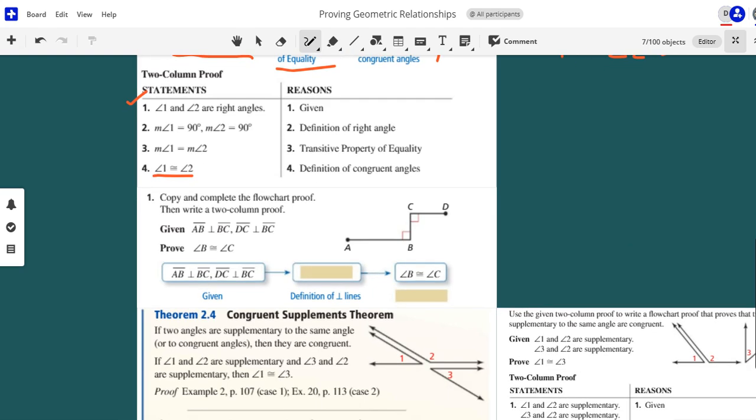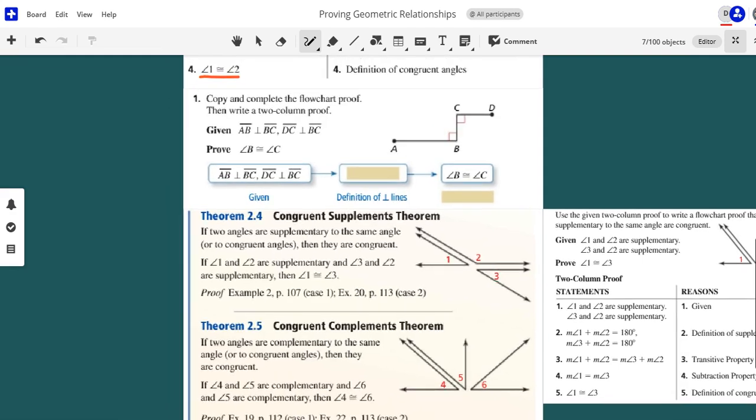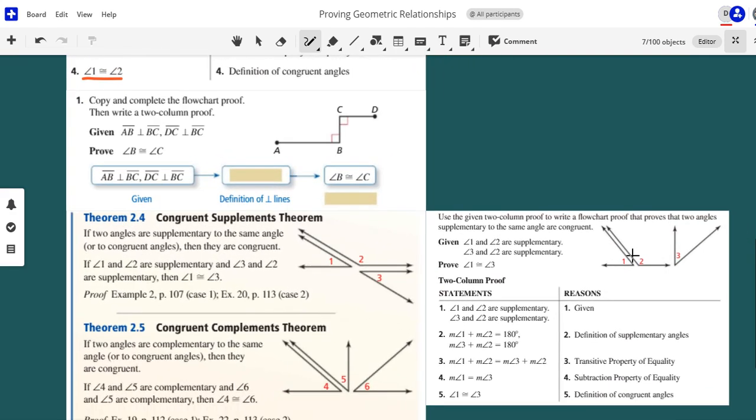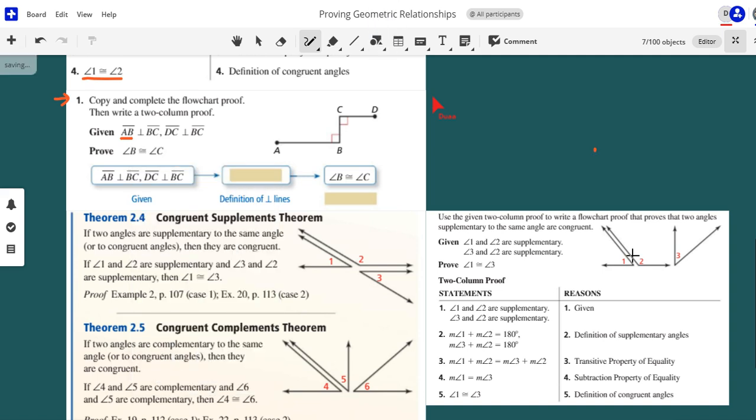Yes. Okay. Very easy proof, but the method of writing the proof in different ways is different. Look at this question. This is unsolved. Copy and complete the flowchart proof. We have to prove that, given that segment AB is perpendicular to the segment BC.